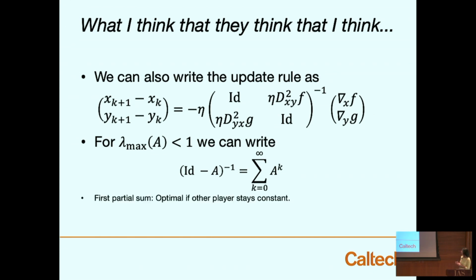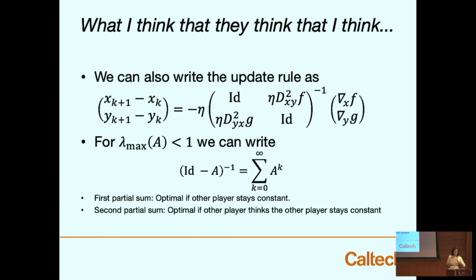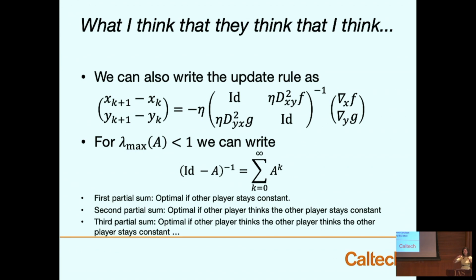So you're having this kind of recursion of what you're thinking of the other player. Because if you just look at the first term, that's assuming that the other player is constant, right? The other player does nothing. If you look at the second term, it assumes that the other player thinks that you're constant. And the third term, recursively so on, right?